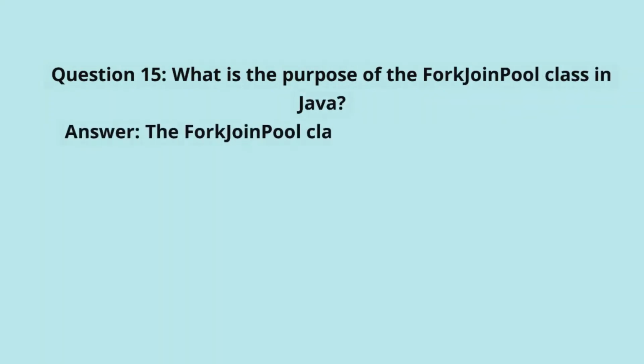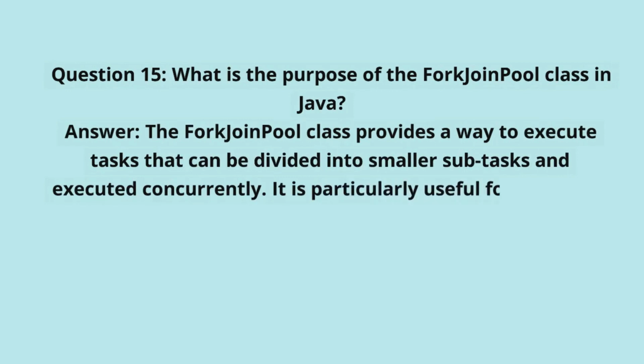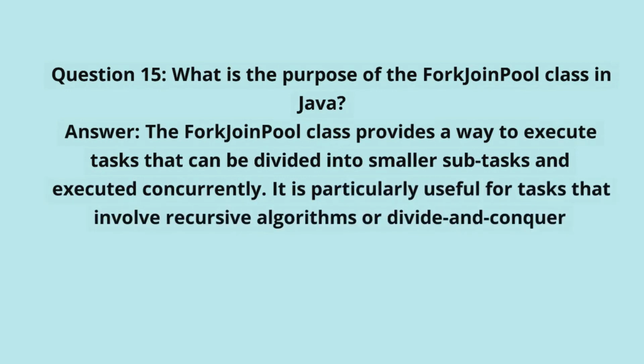Answer. The ForkJoinPool class provides a way to execute tasks that can be divided into smaller subtasks and executed concurrently. It is particularly useful for tasks that involve recursive algorithms or divide and conquer problems.